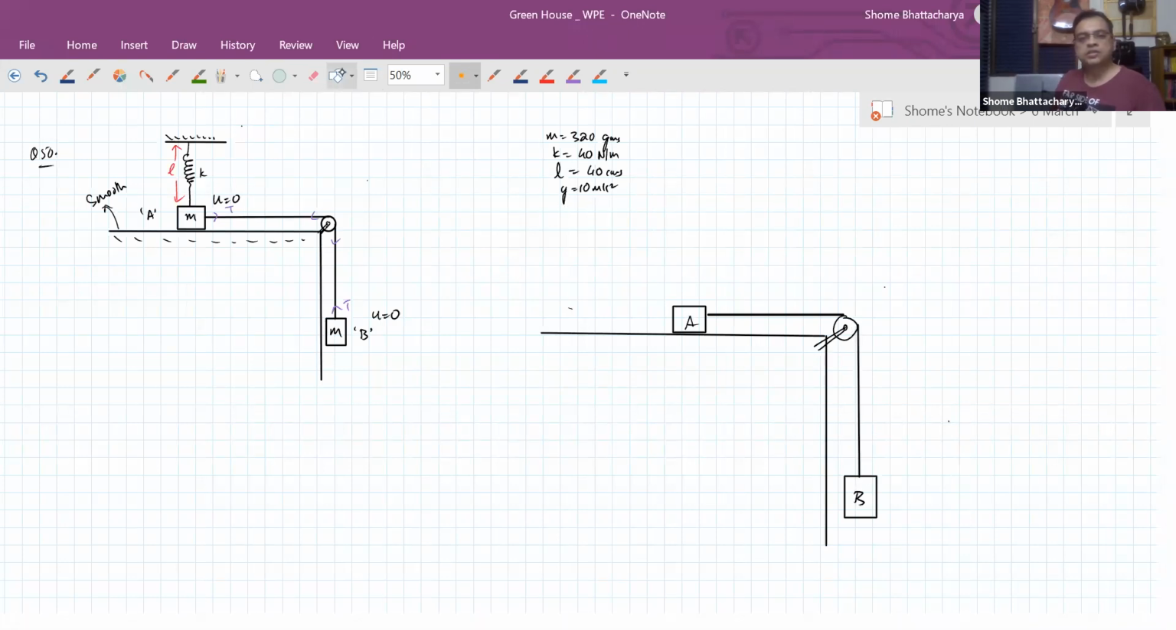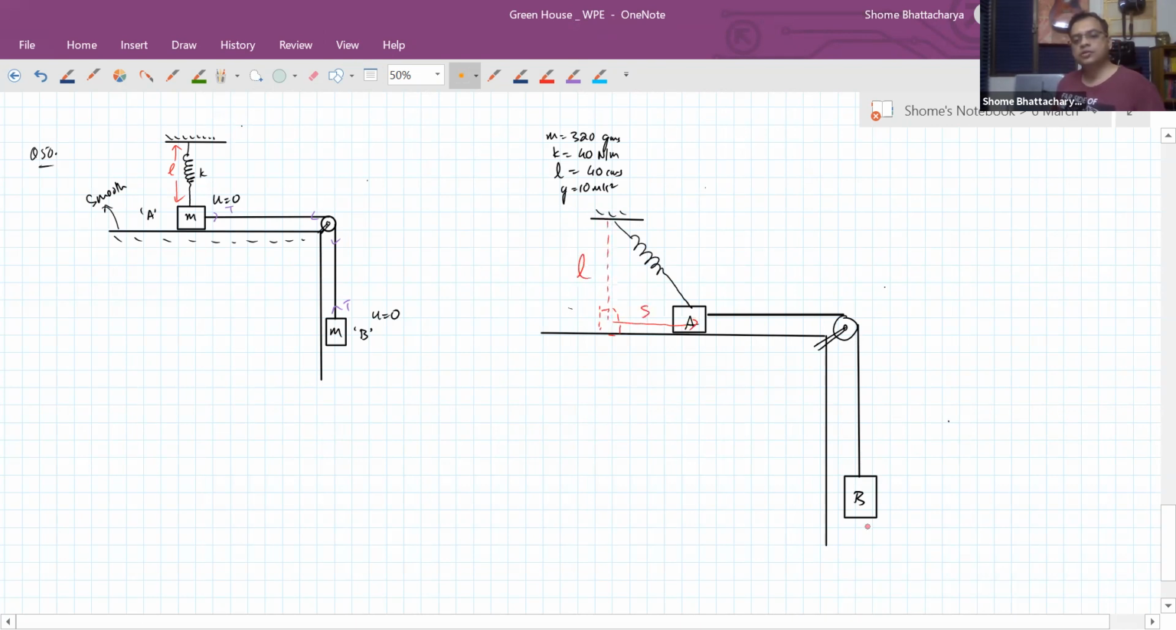So now let's say it's reached this kind of position where the spring has got stretched because it's got pulled by the block A, because A has moved from its initial position through a displacement of s. So B has also moved from its initial position through a displacement of s downwards, and if A has picked up a speed v, then B has also picked up the same speed v. Okay. But more importantly, now the spring's length has got extended.